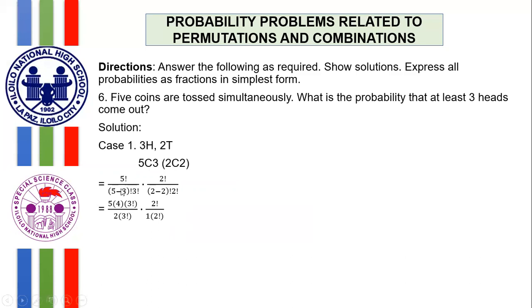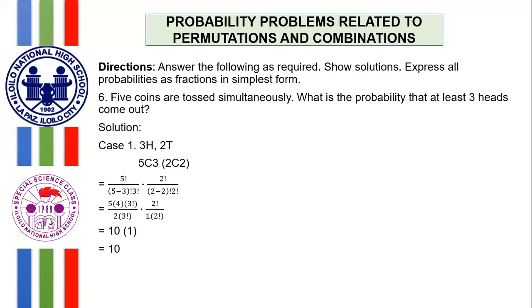So 5C3 becomes 5 factorial all over 5 minus 3 factorial, 3 factorial. The 2C2 becomes 2 factorial all over 2 minus 2 quantity factorial times 2 factorial. Here simplifies to 1. The first one, I represented the 5 factorial as 5 times 4 times 3 factorial with the intention to cancel the 3 factorial. The 5 minus 3 quantity factorial becomes 2 factorial or simply 2. And what is left here is 5 times 4, 20 divided by 2, which is 10. Here, it's just 1. So that's 10. There are 10 ways for exactly 3 heads to come out of the 5 coins that you tossed.